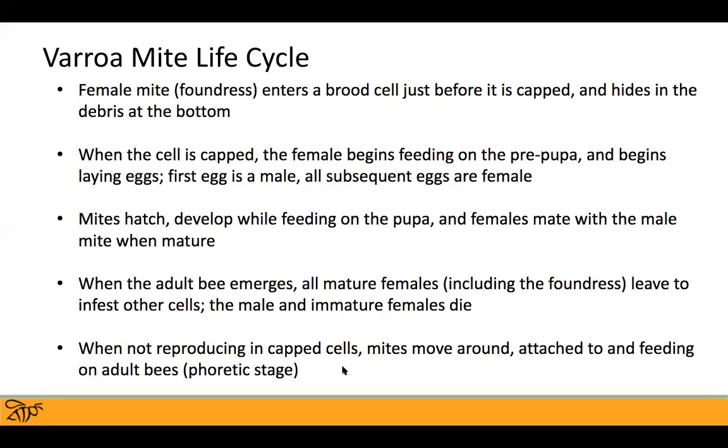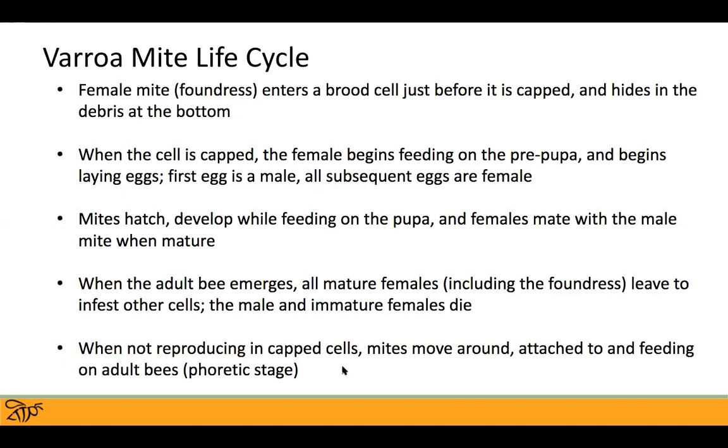So those eggs will hatch, and the young mites will hang out in the brood cell and feed on the pupa and grow and develop. And then once they reach sexual maturity, the daughters will mate with that one male mite.